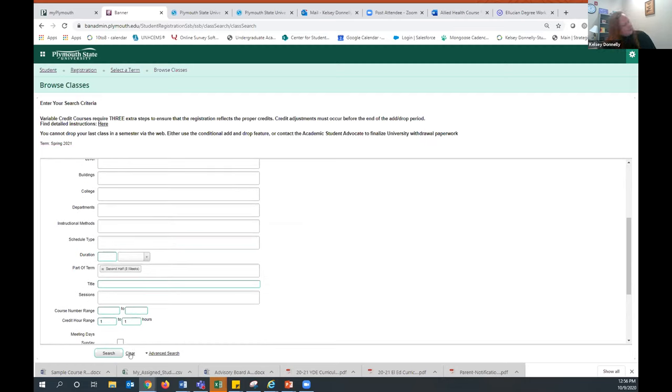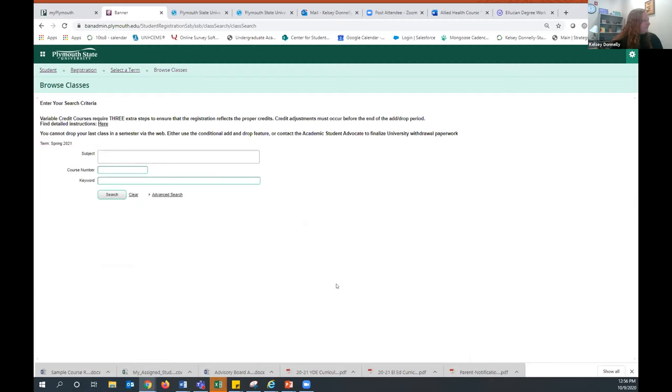So I use this clear button to clear the board so I don't have to X out all of my things. I hit clear. I can go back to advanced search. I think the keyword has never really worked for me. I don't use it ever because it never seems to work. Any specific questions on looking up classes here? Matt, Hannah, anything else I should cover?